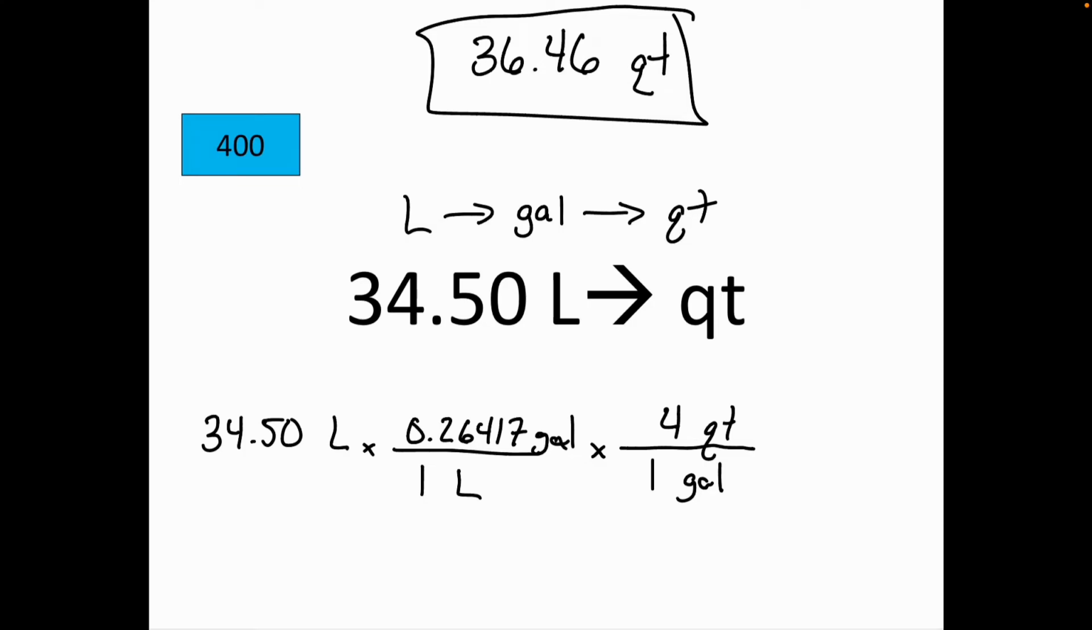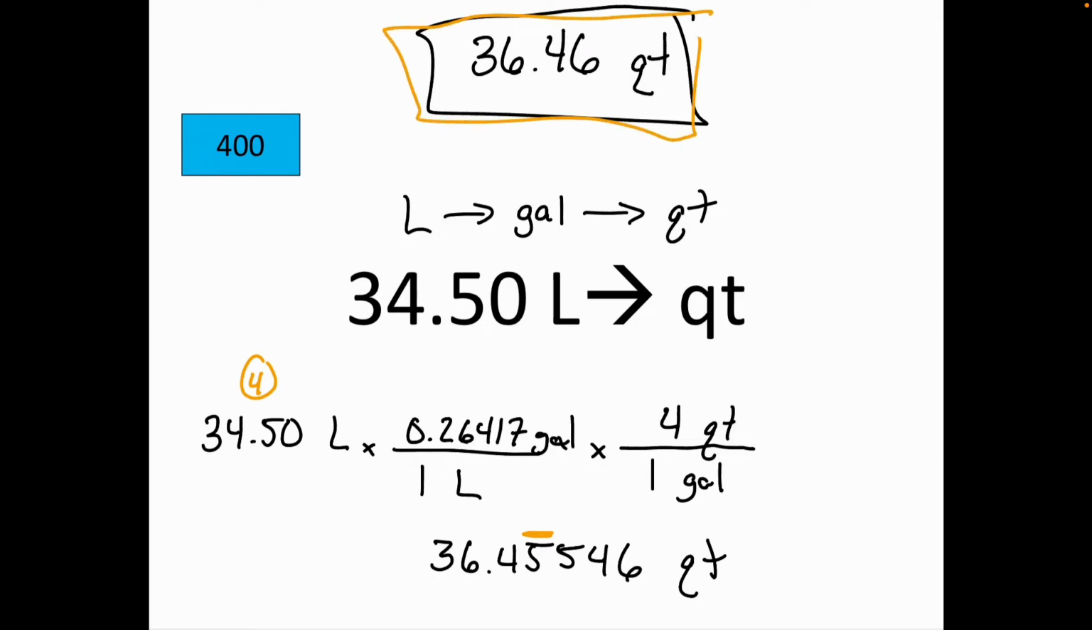Punch that into my calculator, 36.45546. My units are quarts, and I'm going to round my answer to 4 sig figs. That's how I'm going to get my 36.46 quarts.